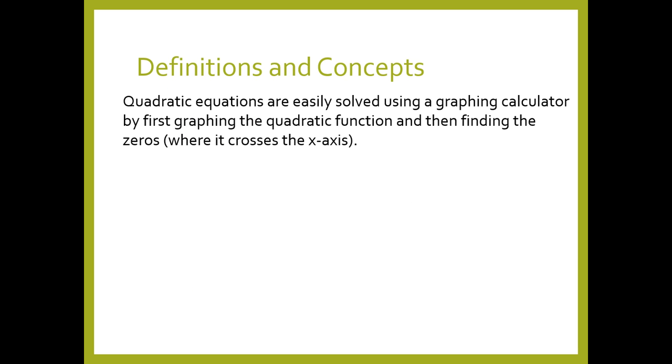Okay, quadratic equations are also easily solved using a graphing calculator by first graphing the quadratic function and then finding the zeros where it crosses the x-axis. Okay, so the zeros are going to be like this in the diagram. The first root is going to be over here on the left and the second root is over on the right. That's what R1 and R2 stand for.